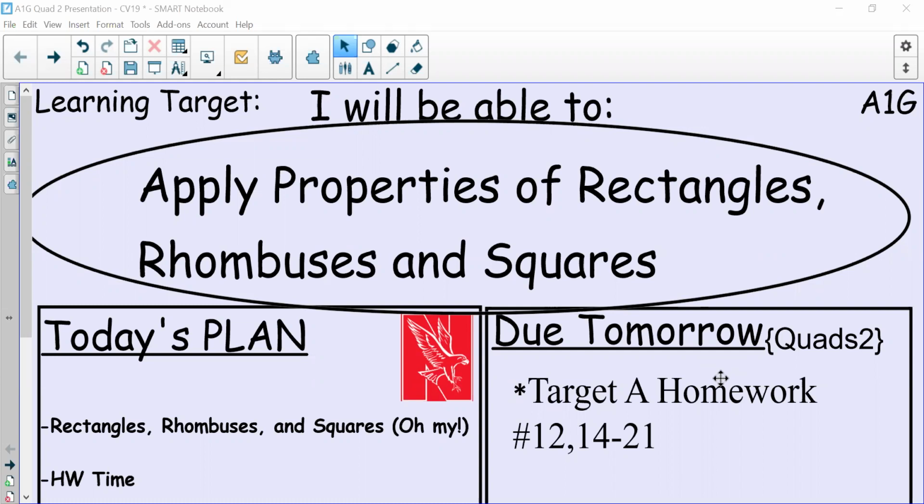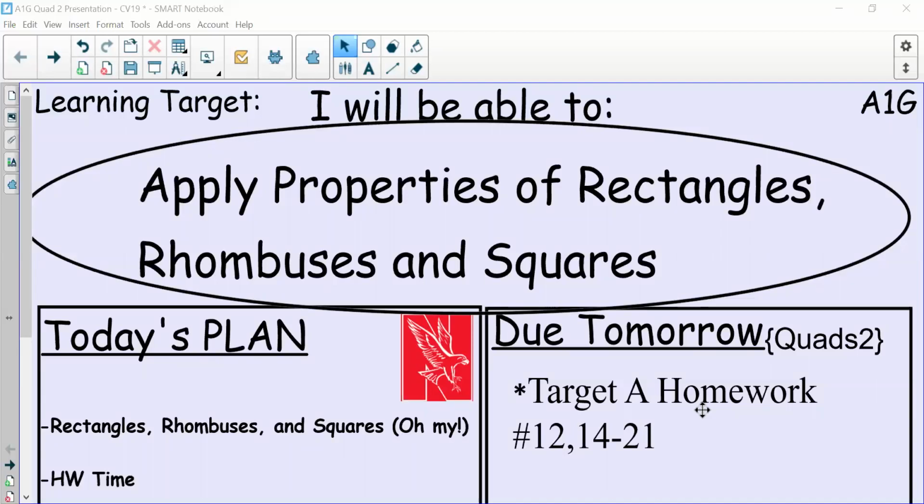This is Mr. Carlson, and we're going to be talking about quadrilaterals day 2. Our target is to apply properties of rectangles, rhombuses, and squares. We're still going to be working out of the target A practice problems. And the practice problems we'd like you to do would be number 12 and 14 through 21. So make sure you're doing those practice problems to check to see if you understand the lesson.